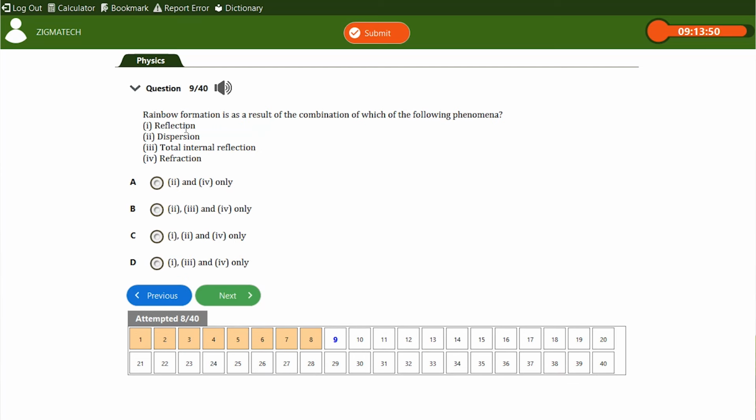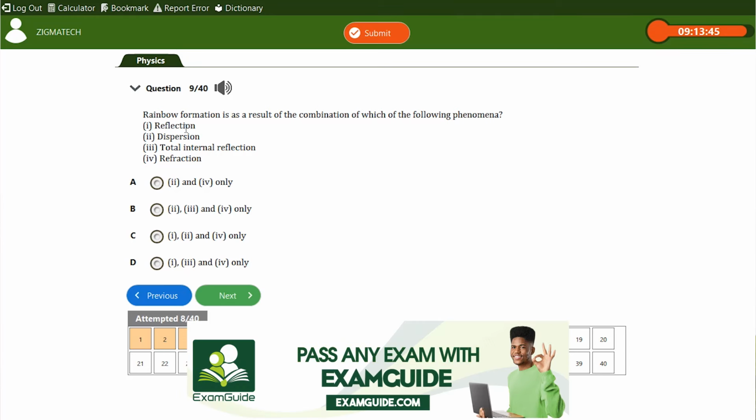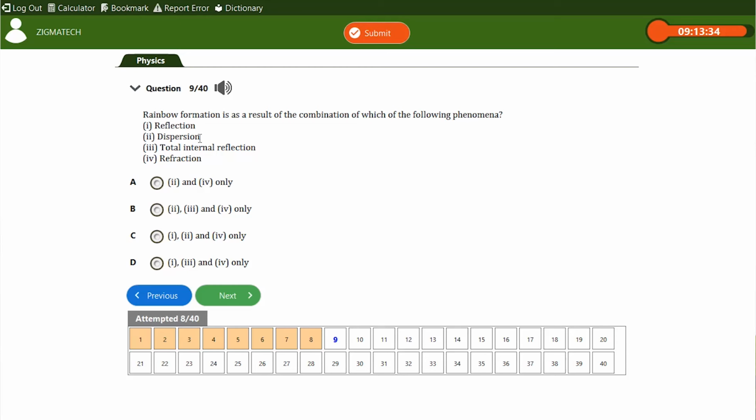Okay, a rainbow formation is as a result of the combination of which of the following phenomena? Reflection is not an issue of rainbow, so reflection is not there. Dispersion, of course, different colors have to separate from one another, so dispersion is part of it. Total internal reflection, yes, because when light is passing from one medium to the other, there must be a reflection and a refraction. So the answer is going to be 2, 3, 4 only. So B.